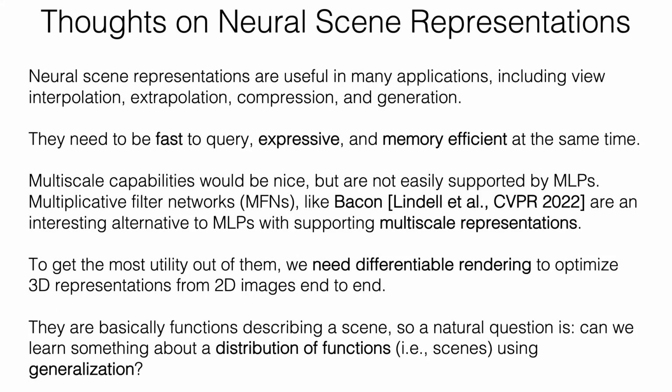But if you use a black box MLP, there's no way you can necessarily represent multiple different scales separately. So an alternative to MLPs is a different architecture called multiplicative filter networks, or MFNs. For example, a paper that we called BACON, which was just presented at CVPR recently. These are interesting and emerging alternatives to MLPs that inherently support multi-scale representations.